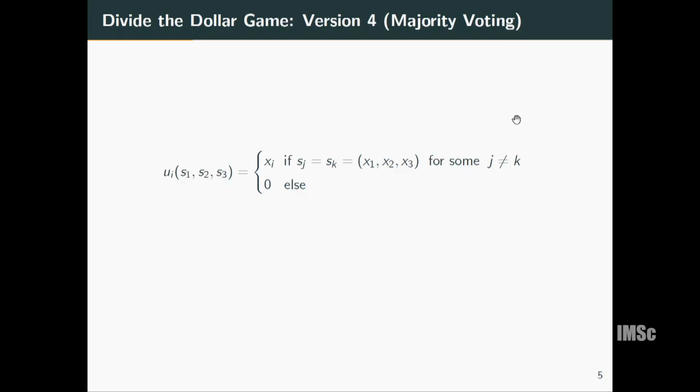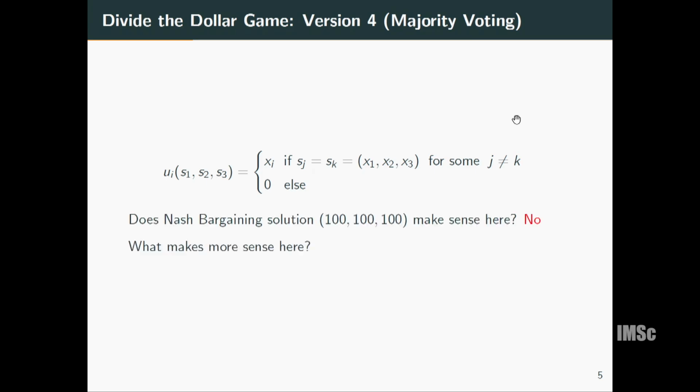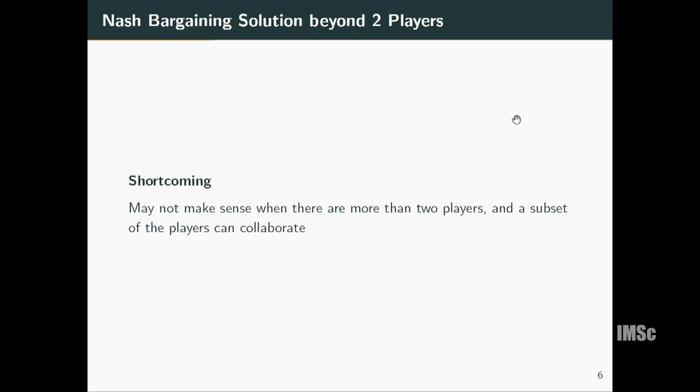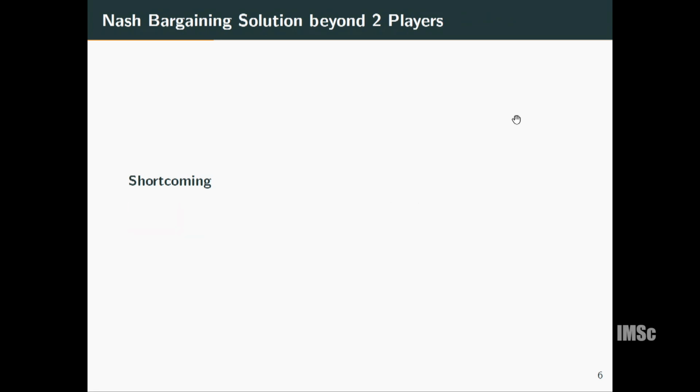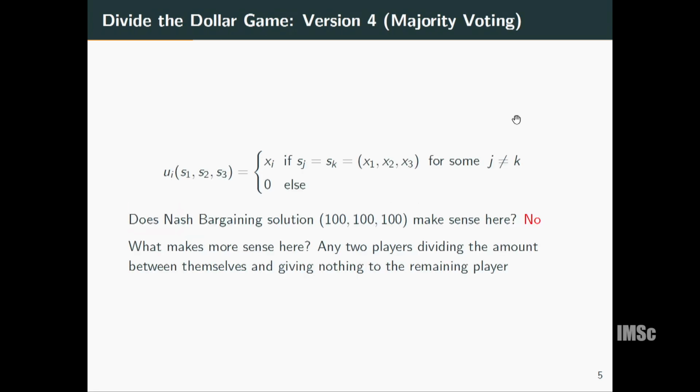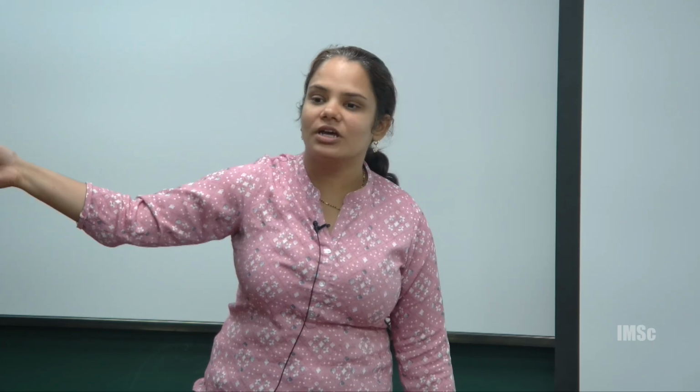Now version 4 is basically you do majority voting. Then what will happen? Then it never converges, right? I can always jump around. Nothing happens, it doesn't converge. Whatever we agree on, a person can always switch to the other coalition. That is what I am talking about.